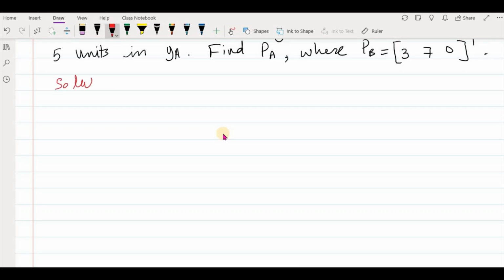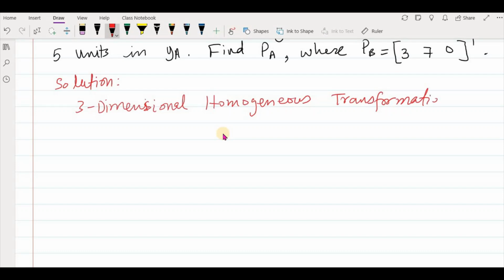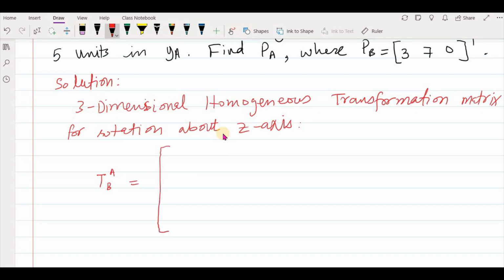So for the solution, the 3-dimensional homogeneous transformation matrix for rotation about the z-axis. You can call this transformation matrix the transformation from frame B to frame A. This is equal to, so what was that? We calculated it in the previous slide.